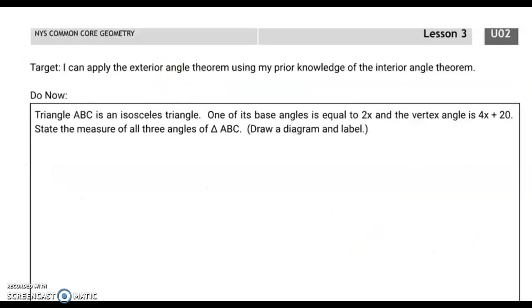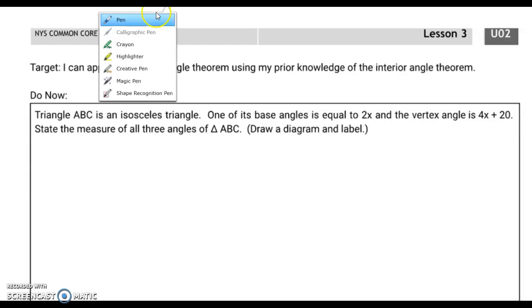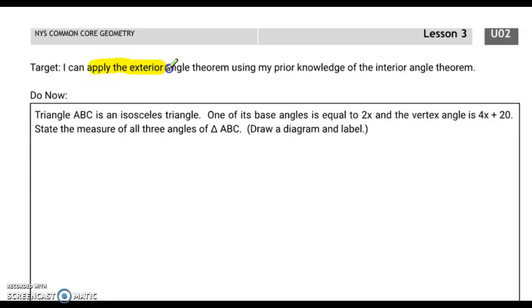Let's take a look at the learning target. The learning target says that we are going to be able to apply the exterior angle theorem. So in other words, we're going to use the exterior angle theorem to solve problems. Using my prior knowledge of the interior angle theorem, we're going to be using what we learned about yesterday in order to fuel what we're talking about today.